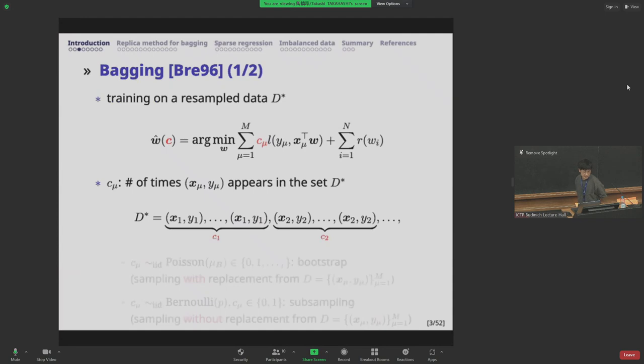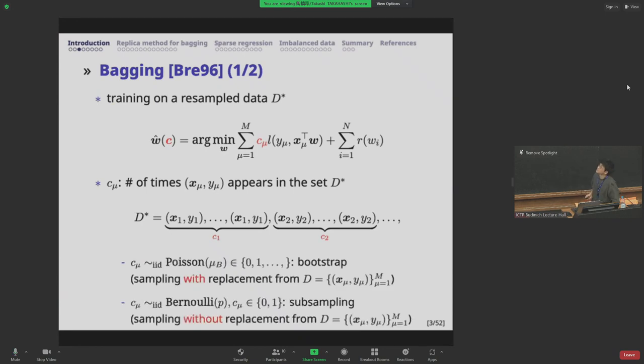So to learn the parameters, I'd like to consider bagging, which is a classical method of ensemble learning. In bagging, we consider minimizing this kind of randomized cost function. This is an empirical risk measured on the resampled data set, which is obtained by randomly sampling each data point from the original data set. So the resampled data set D-star looks like this. Here, this red colored integer, C mu, represents the number of times the data point X mu and Y mu appears in the resampled data set.